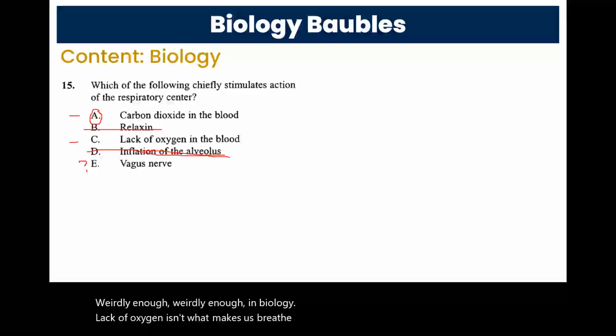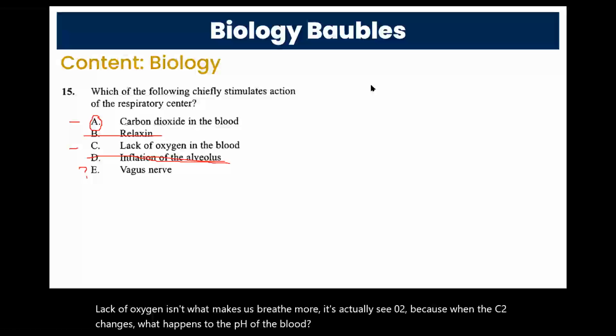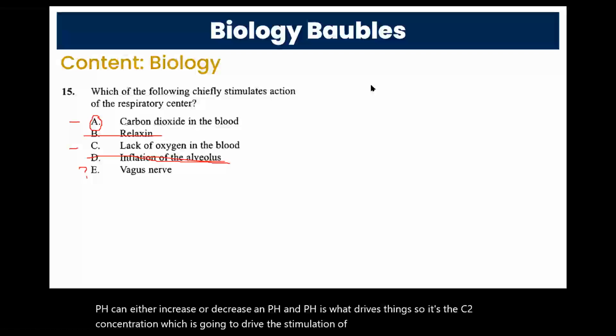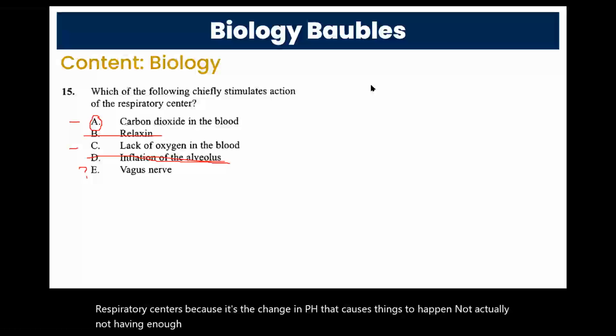It's actually CO2, because when the CO2 changes, what happens to the pH of the blood? pH can either increase or decrease, and pH is what drives things. So it's the CO2 concentration which is going to drive the stimulation of the respiratory centers, because it's the change in pH that causes things to happen, not actually not having enough oxygen. Weirdly enough, our oxygen is controlled by carbon dioxide, by pH, basically.